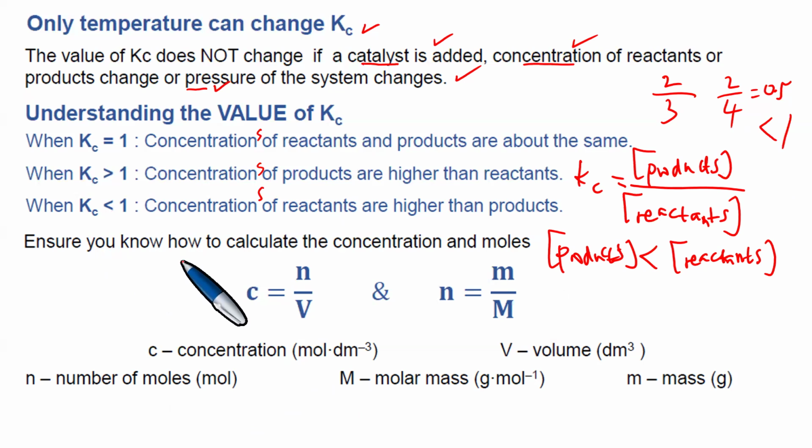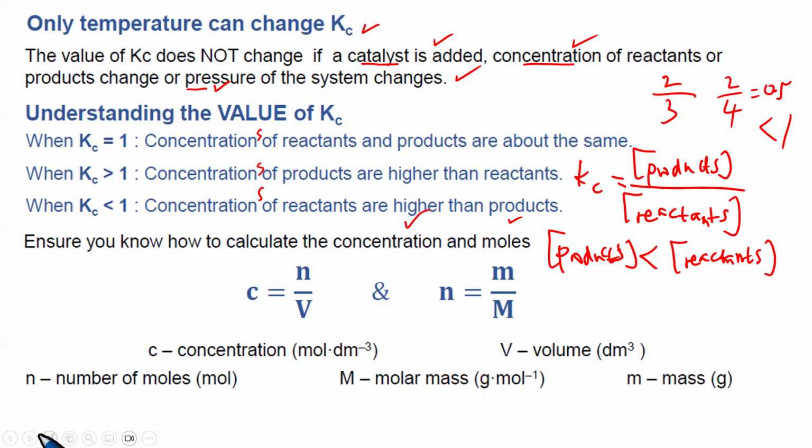Ensure you know how to calculate the concentration and the moles. These ones we need to remember. Concentration is number of moles over volume, and concentration, for instance, is measured in moles per decimeter cubed. But we also need to remember, how do we find the moles? It's mass over molar mass, so it's the mass in grams divided by molar mass in grams per mole. The number of moles is denoted by the lowercase symbol n. We're good.